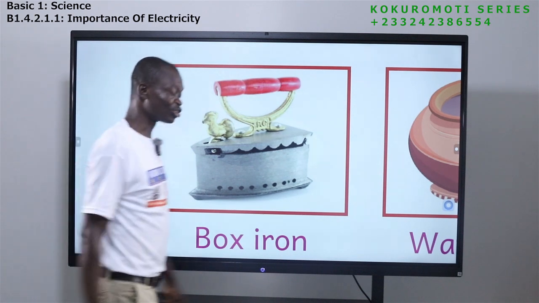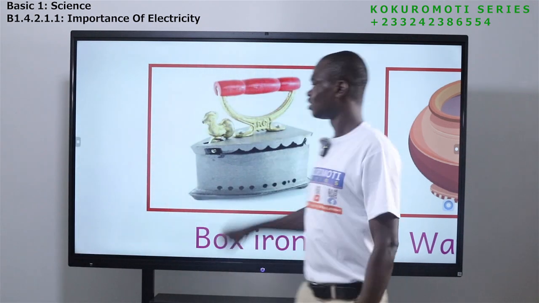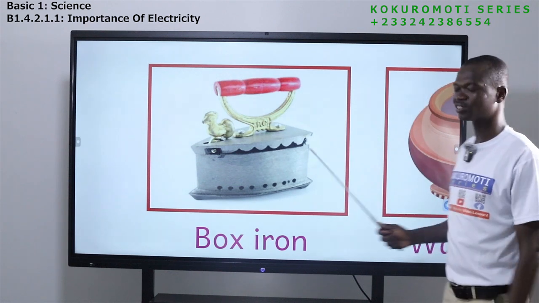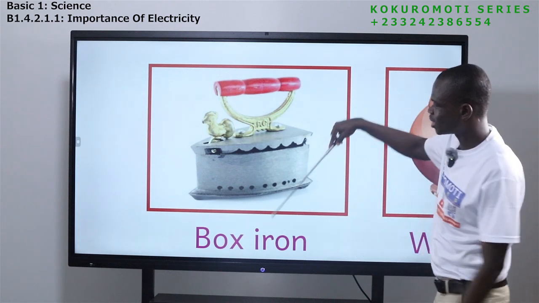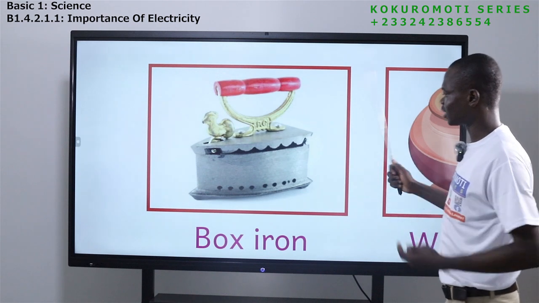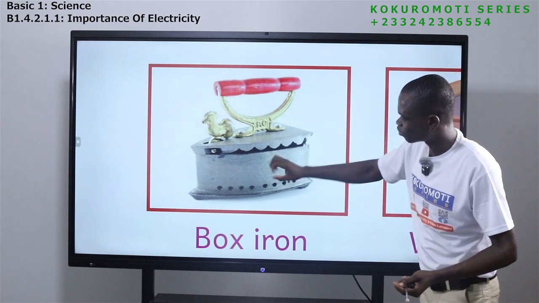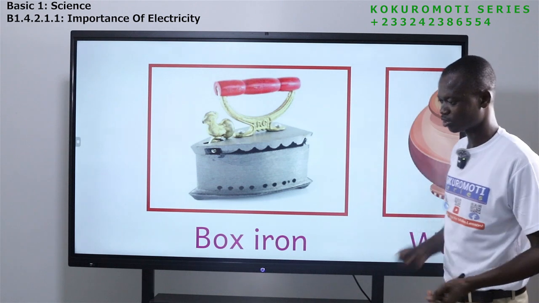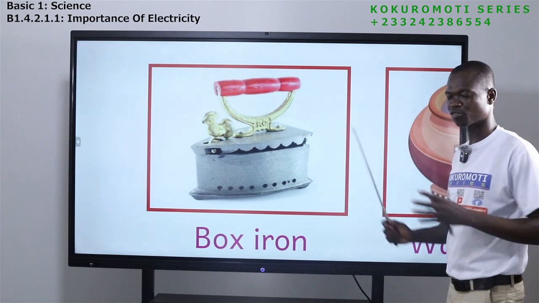Box iron. Those days, in the olden days, this is what they were using to iron your uniform. You put charcoal inside, and then the charcoal, because of the heat, it will make the iron hot, and you use it to press your dress, to straighten it out for you.